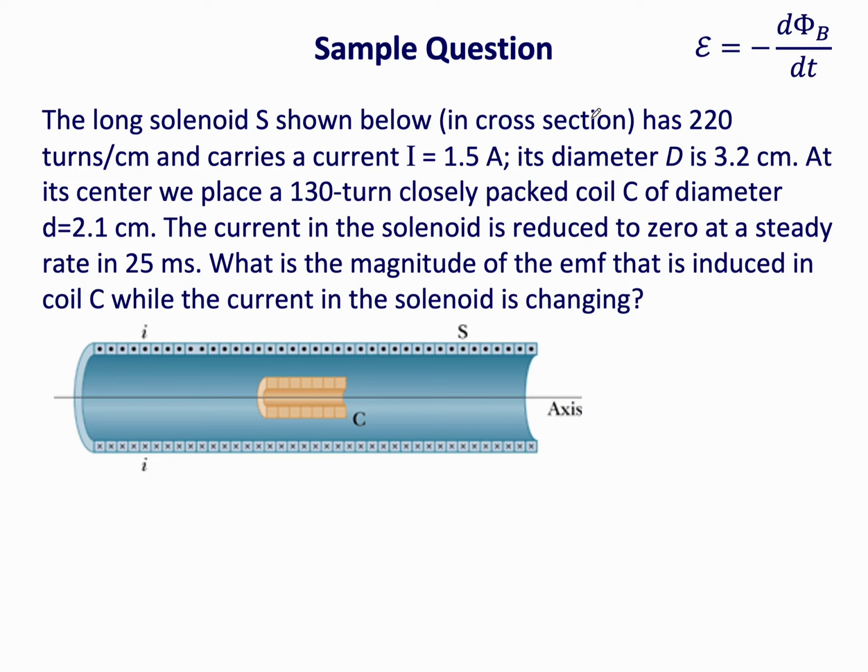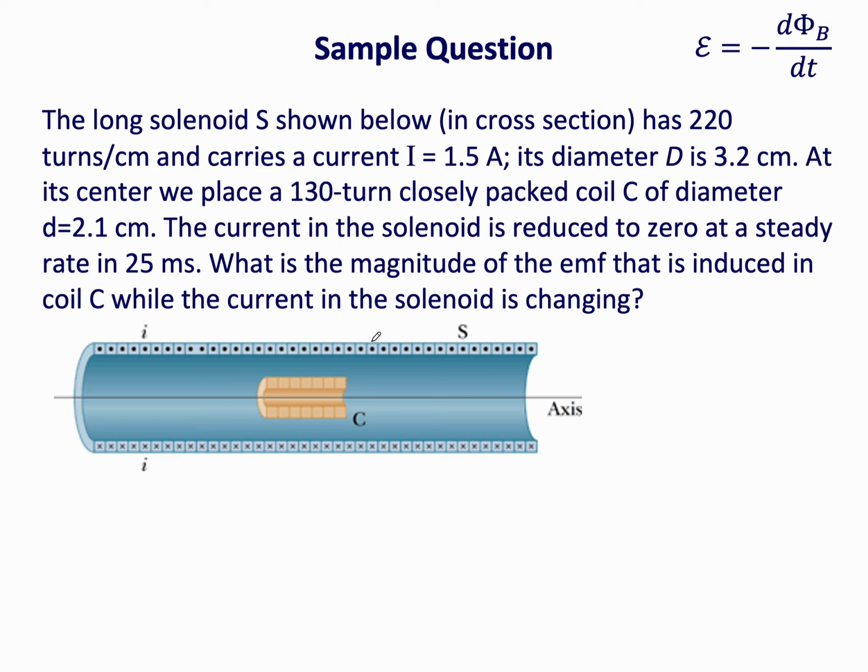So here's a sample question. You've got a long blue solenoid S that has 220 turns per centimeter and carries a current of 1.5 amps. Its diameter D is 3.2 centimeters. At the center, we place a 130 turn closely packed coil C, it's the yellow one, of diameter 2.1 centimeters.